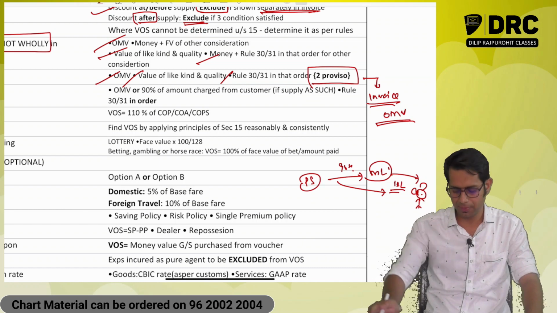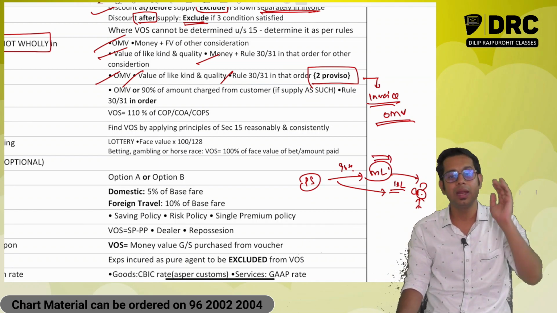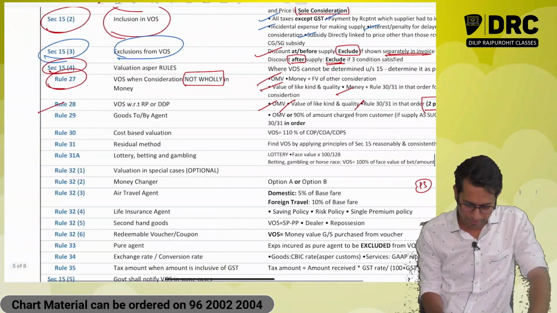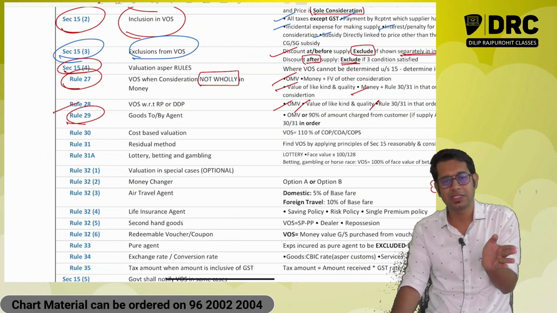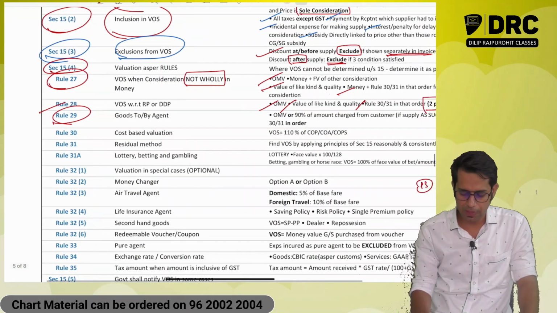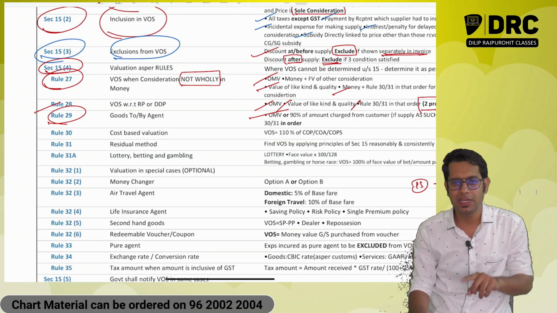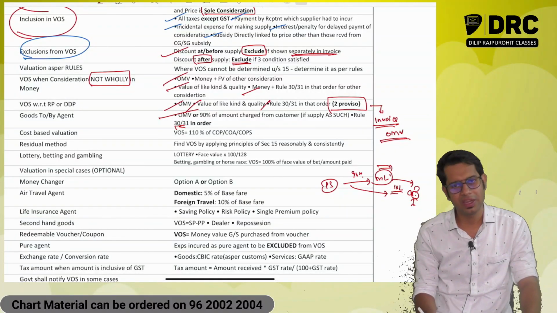So whichever person you are making the supply to, if that person is eligible for full input tax credit, then whatever value is declared on the invoice will be taken as open market value. Whenever there is a supply to or by an agent, the value of supply will be open market value or 90% of the amount charged by the agent from his customer who is not a related person, or apply rule number 30, 31 in that order.